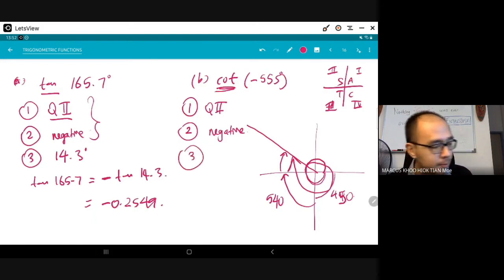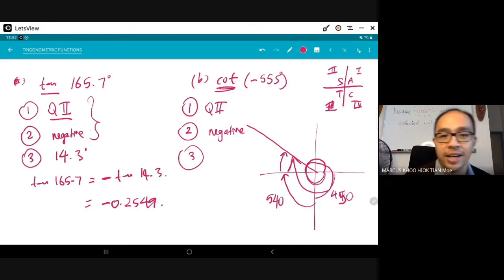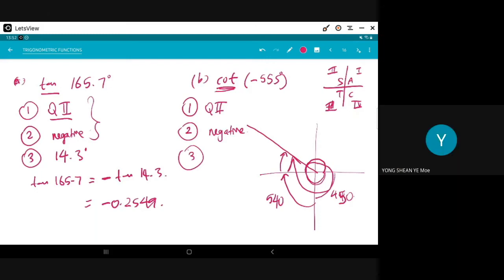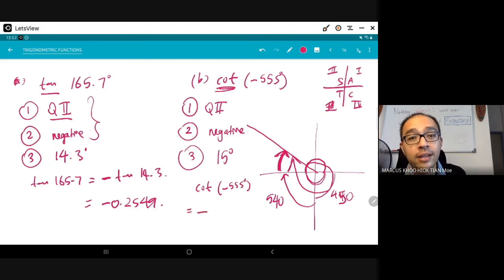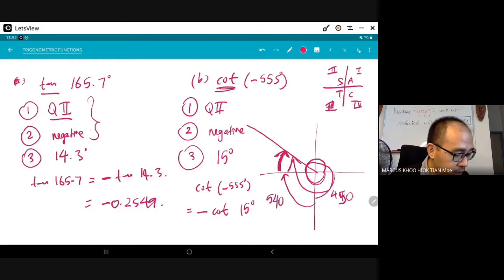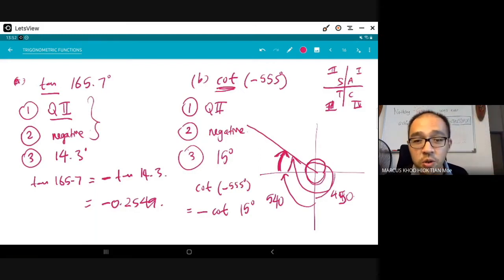Base angle? 75. Are you sure or not? 15. The base angle is 15 degrees. Therefore, cotangent negative 555 is actually the same as negative cotangent 15. And what is the relationship? How do we find cotangent? There's no cotangent inside your calculator.